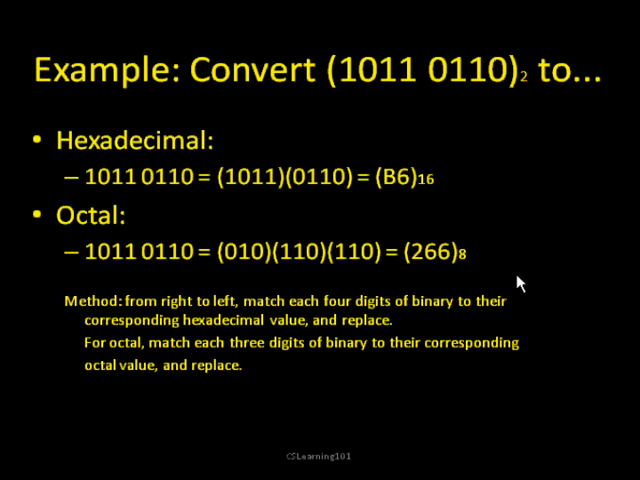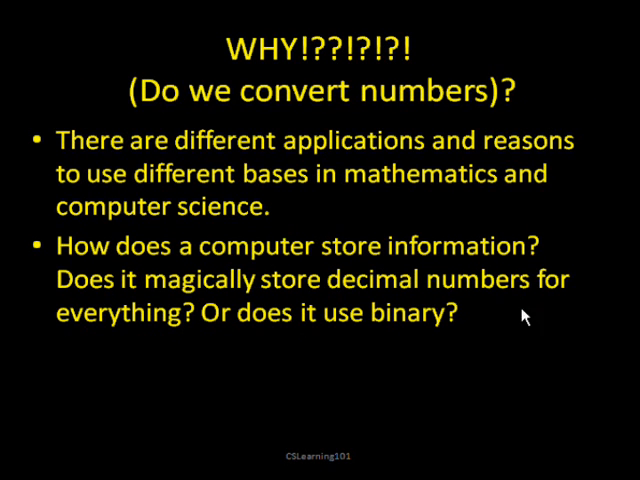Okay, we just did a lot of converting, a lot of math. You might be asking, why? Why do we have to convert numbers like this? Why do we have different bases for stuff? We're used to using base 10 in decimal numbers. Why don't we just stick with that? Why in the world would we try any other types of numbers?